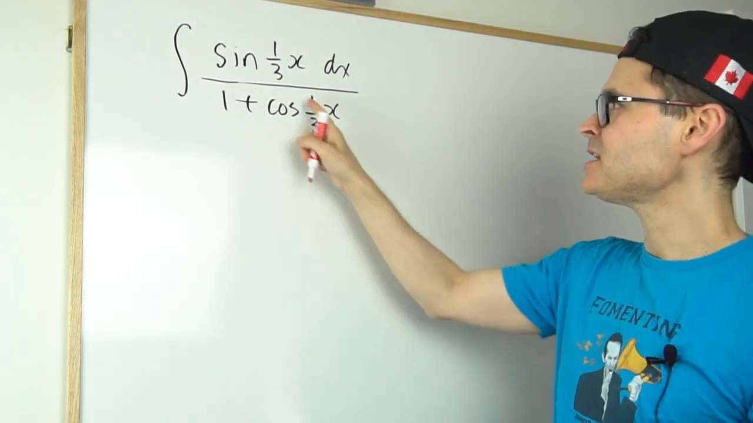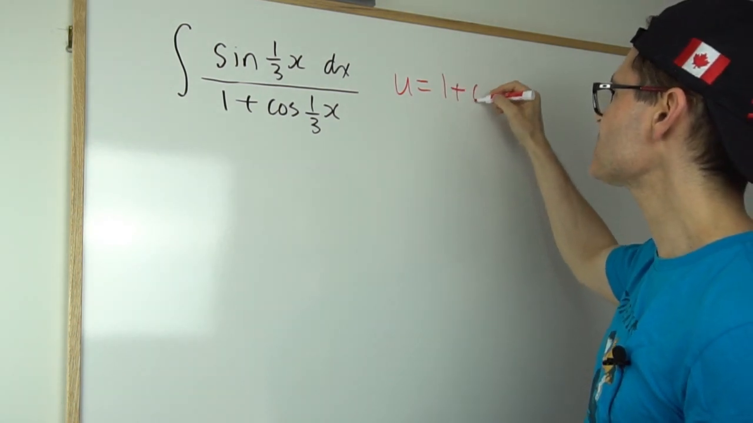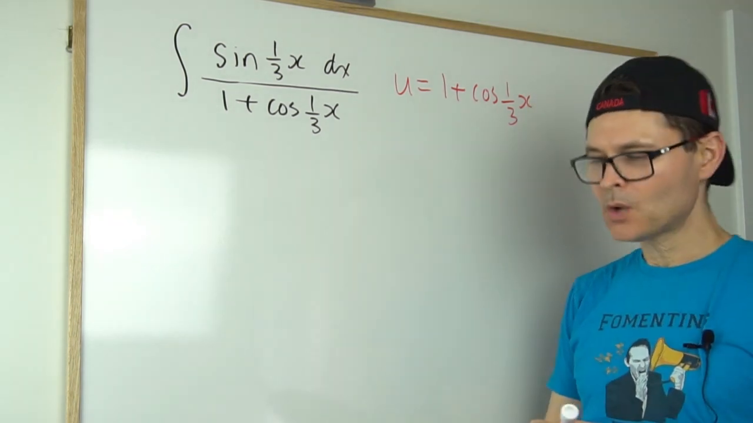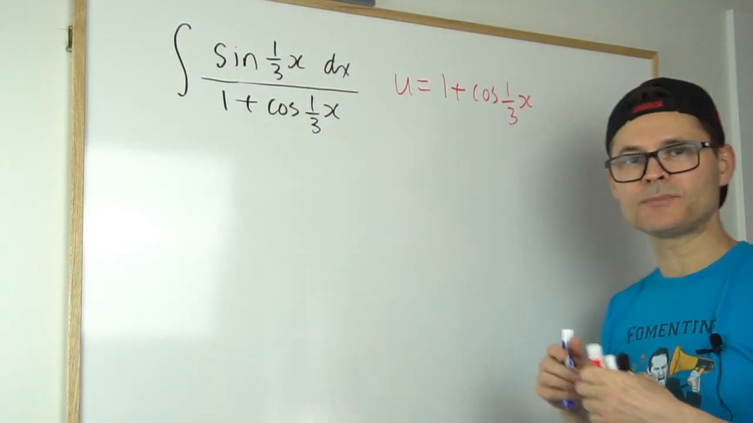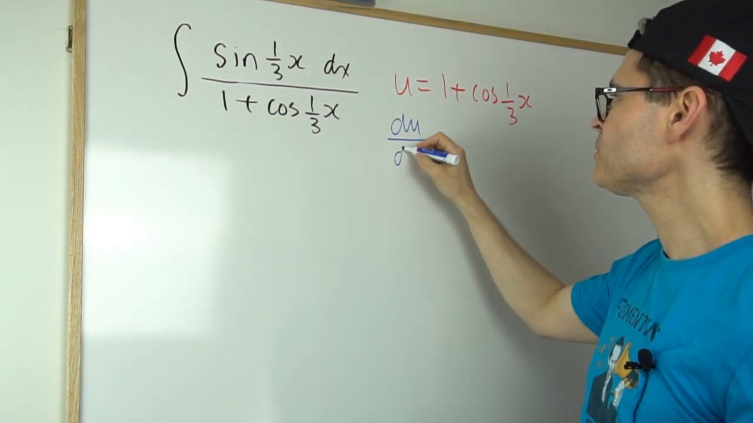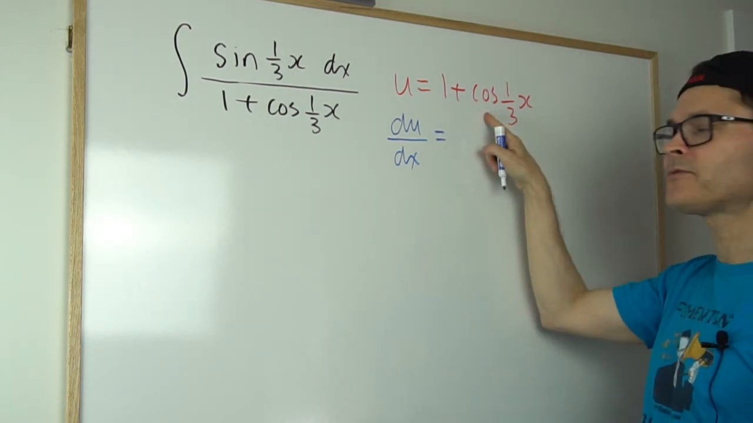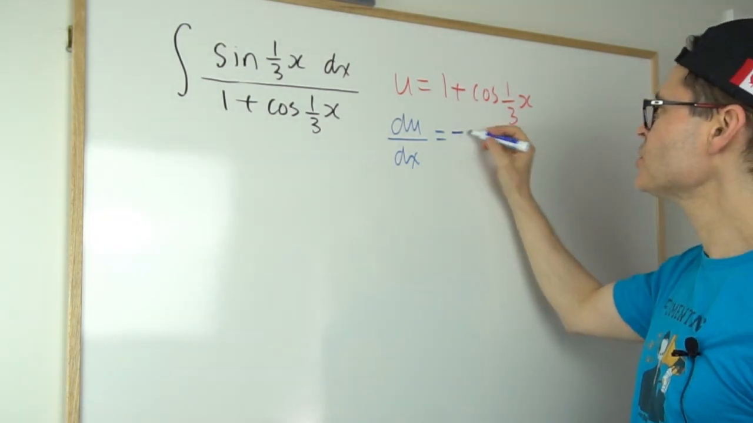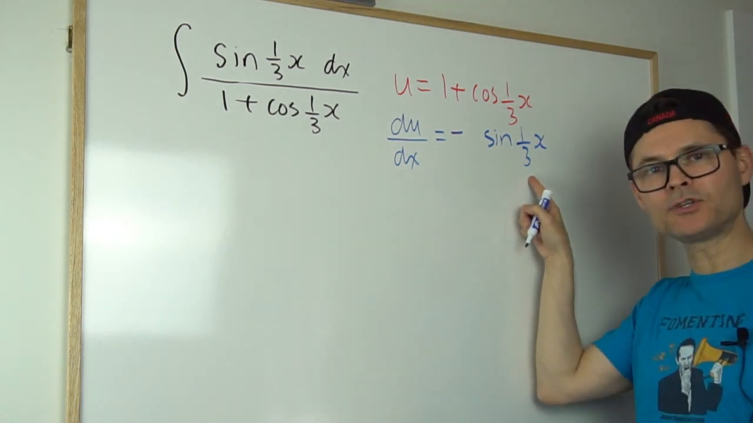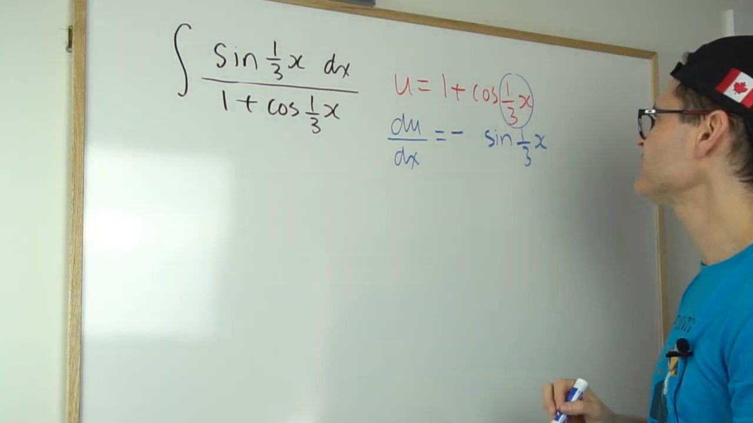So what I'm going to do is take the entire denominator and let it equal u. So 1 plus cosine 1 over 3x. Now why would I do that? Well, if I was to take this u substitution expression and take the derivative, so du with respect to x, well, the derivative of 1 is 0. I know you know that. The derivative of cosine is negative sine. So negative sine of 1 over 3x. But then I have to take the derivative of the inside. Remember, the inside function is 1 over 3x. So the derivative of that is 1 over 3.